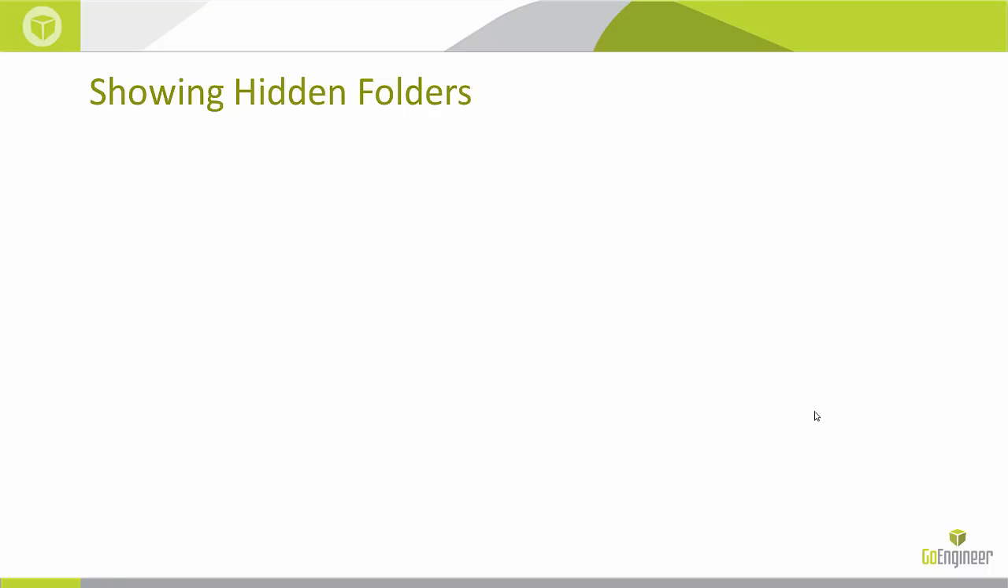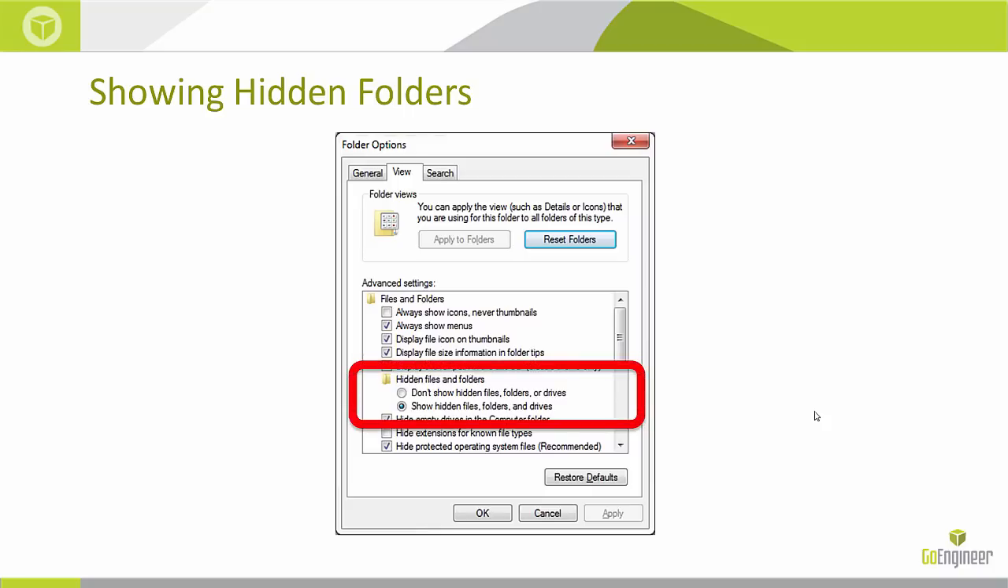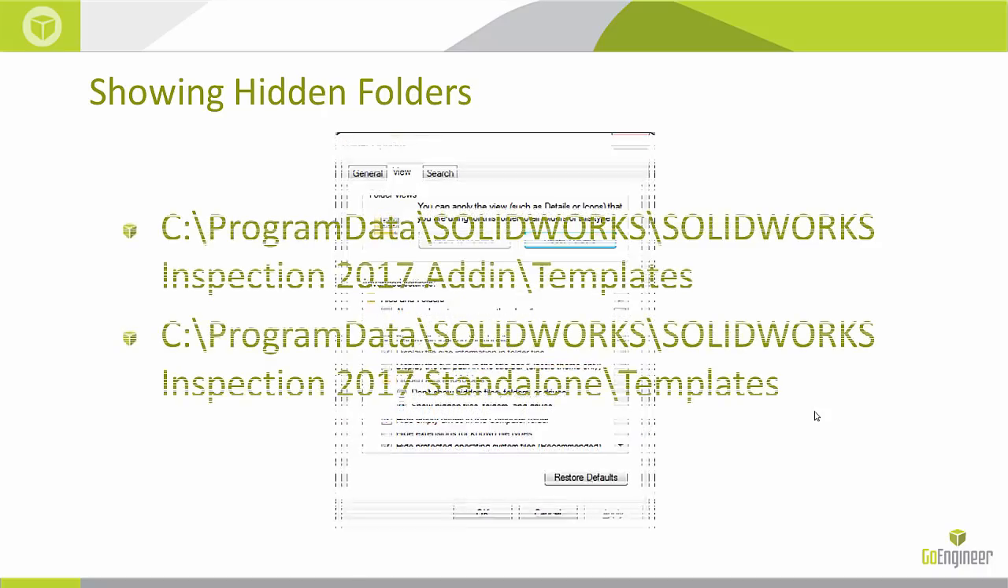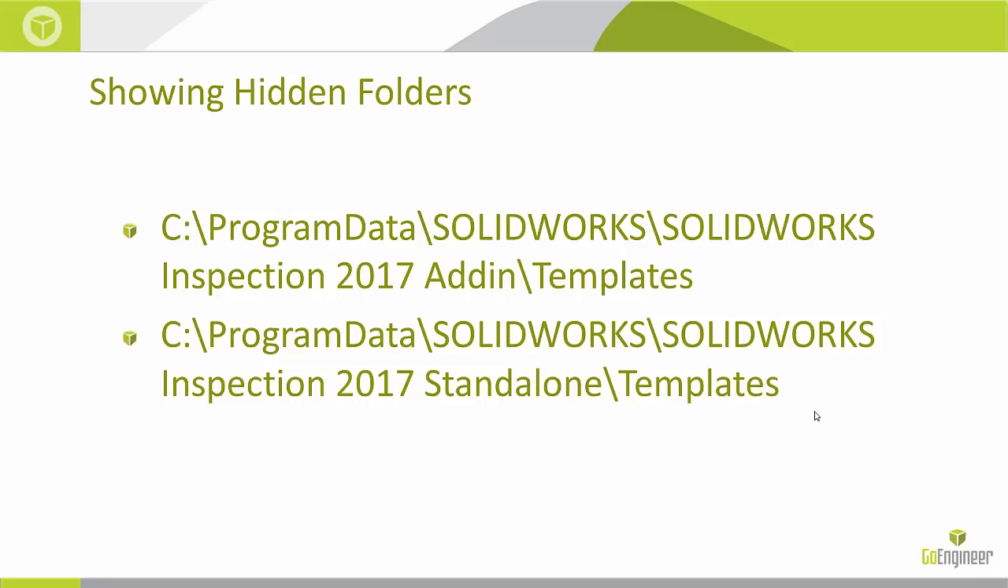Now, before we begin, we want to make sure that we can show hidden folders. To show hidden folders, we'll need to go to our control panel and folder options. When you're there, you'll notice that there's a section to show hidden files, folders, and drives. We're going to want to enable this, and by enabling it, we'll get access to the following folder locations to access all of our templates. And make sure that you notice that there's an add-in location as well as a standalone location.